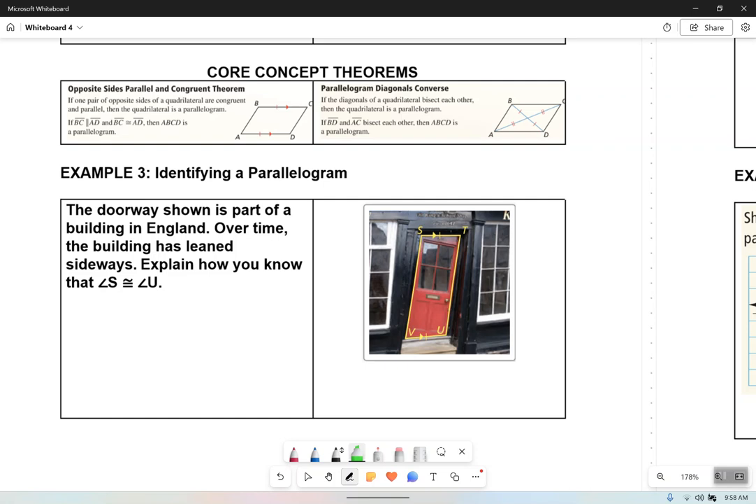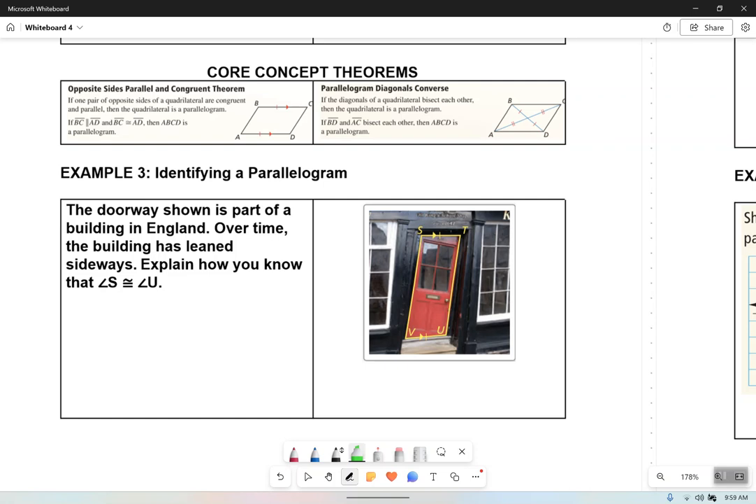Okay. There's also a parallelogram's diagonals converse. It says if the diagonals of a quadrilateral bisect each other, in other words, BD cuts AC in half, or vice versa, AC cuts BD in half, then the quadrilateral formed is a what? So if these bisect each other, then it's a parallelogram.